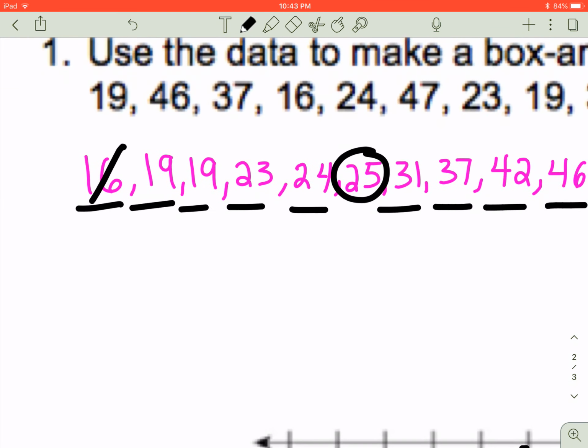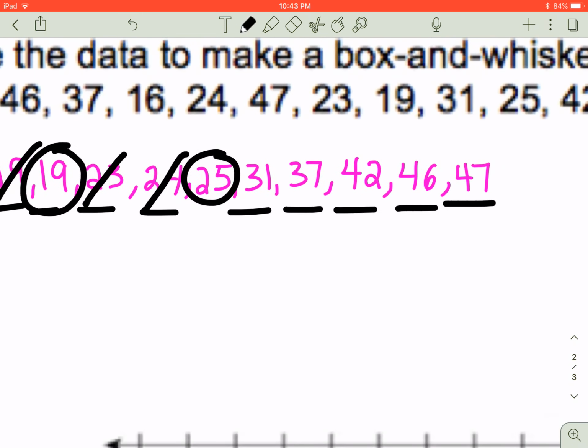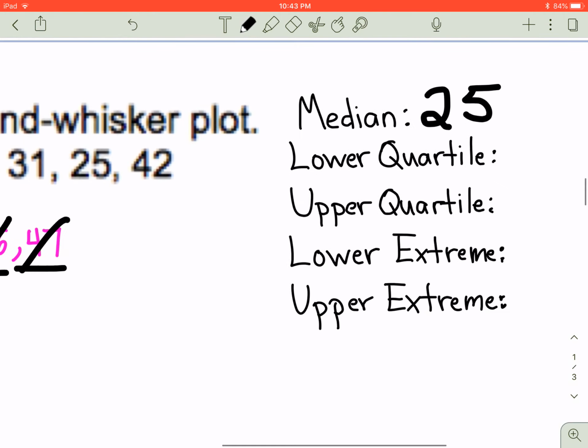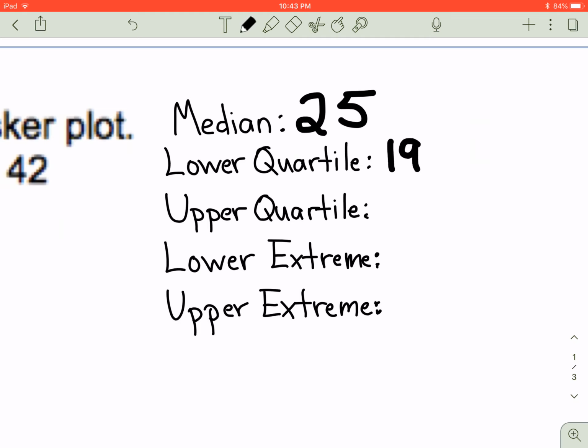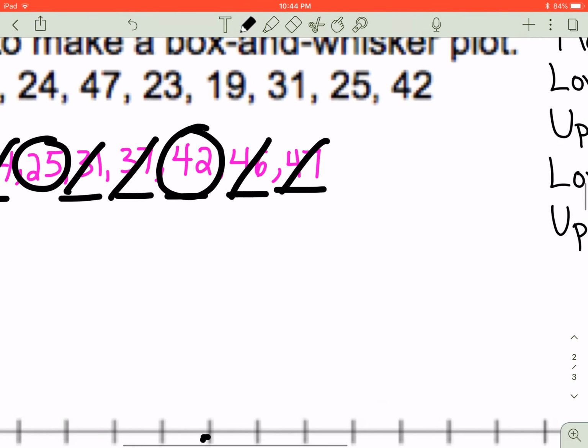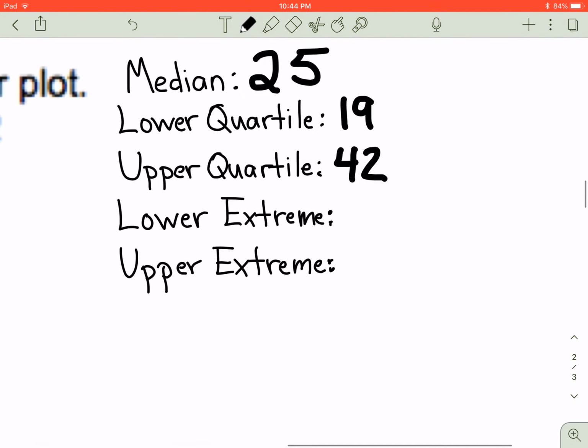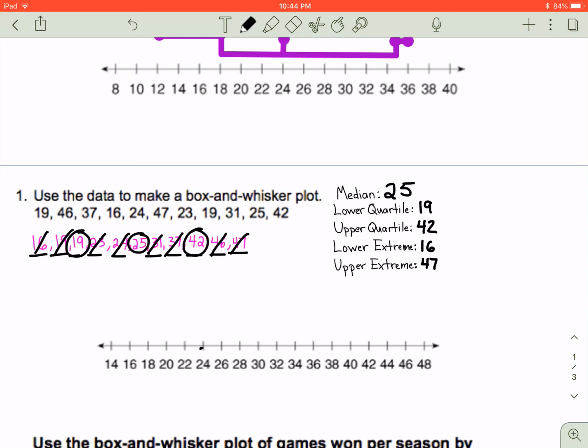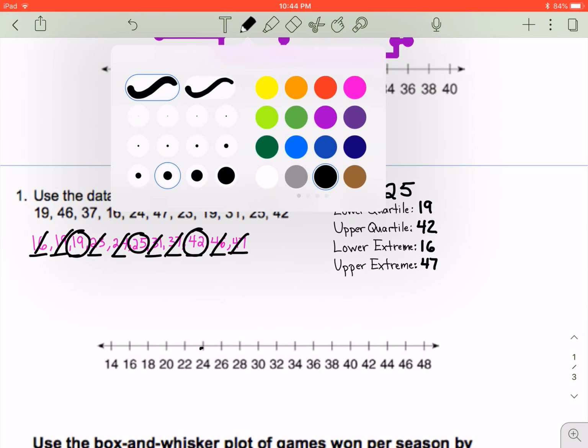That's the middle of the lower half, which would be 19 is my lower quartile. And so the upper quartile over there, that'd be 42. So my lower is 19, my upper is 42. I then need to find my lower extreme and upper extreme. My smallest number is 16, and my biggest number is 47. So step 1 is to find those data points. Once I have those data points, I can go ahead and graph those numbers on my number line.